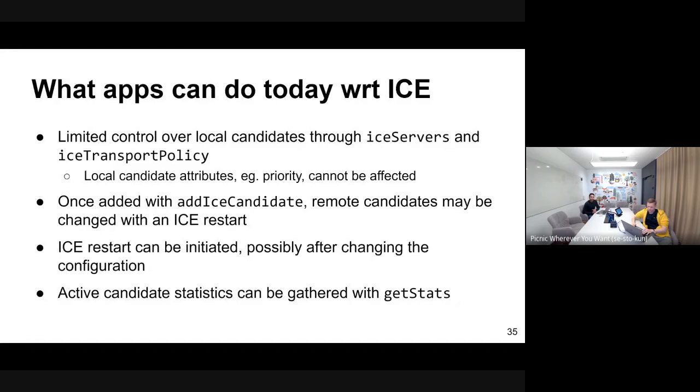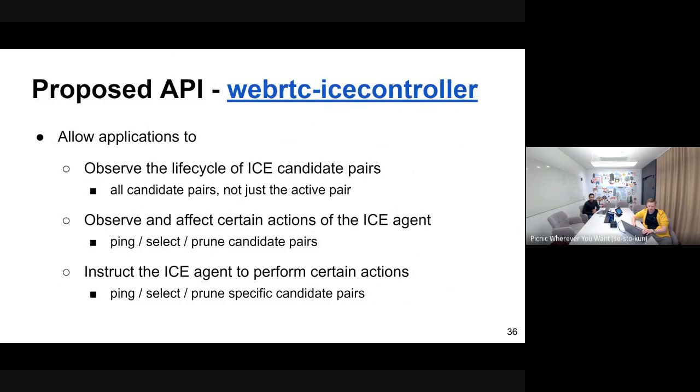And then on the next slide is the overall shape of the proposed API. So what we're proposing is to allow applications to observe the life cycle of all ICE candidate pairs, not just the active pair. And then allow observing some actions that an ICE agent is performing. So these actions are sending connectivity checks, selecting a candidate pair for transport, and pruning away candidate pairs. But we're proposing that not only can applications observe these actions, the application can actually block these actions as well in some cases. And then on top of that, the application can decide to request these actions from the ICE agent for a specific candidate pair that the application has chosen.